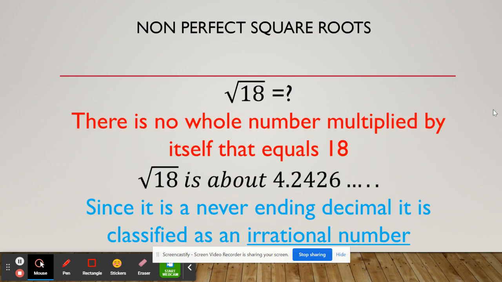Not every square root has a whole number as an answer. We call them non-perfect square roots. For example, what is the square root of 18? There is no whole number that I can multiply by itself to equal 18. The square root of 18 is about 4.2426, and it is actually a never-ending decimal that goes on and on. Non-perfect square roots, like this, are irrational numbers.